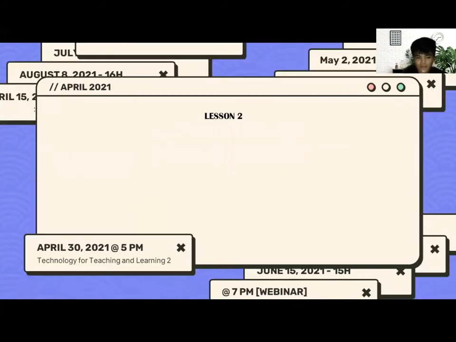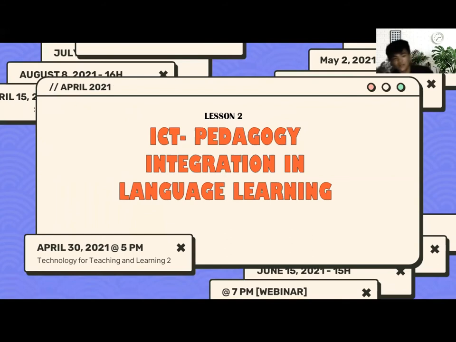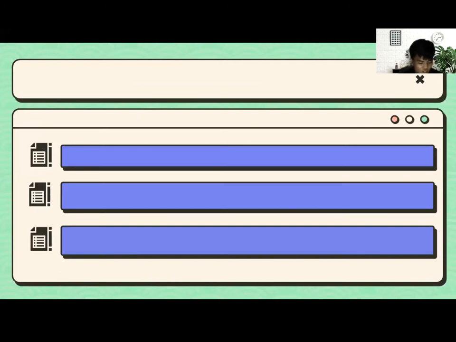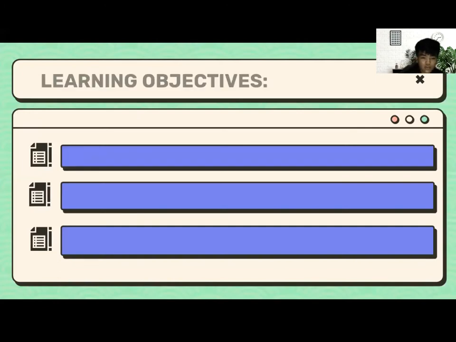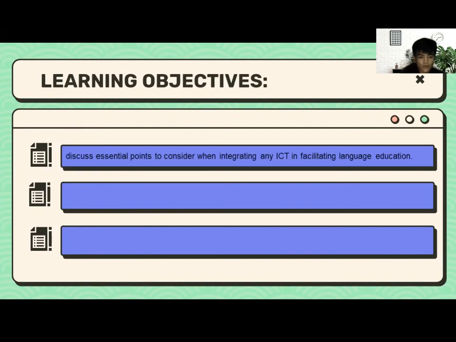The next topic will be for the lesson. Lesson 2 is all about the ICT pedagogy integration in language learning. Okay? So by the end of this lesson, the learner should be able to, we have also here the learning objectives. First, discuss essential points to consider when integrating any ICT in facilitating language education.